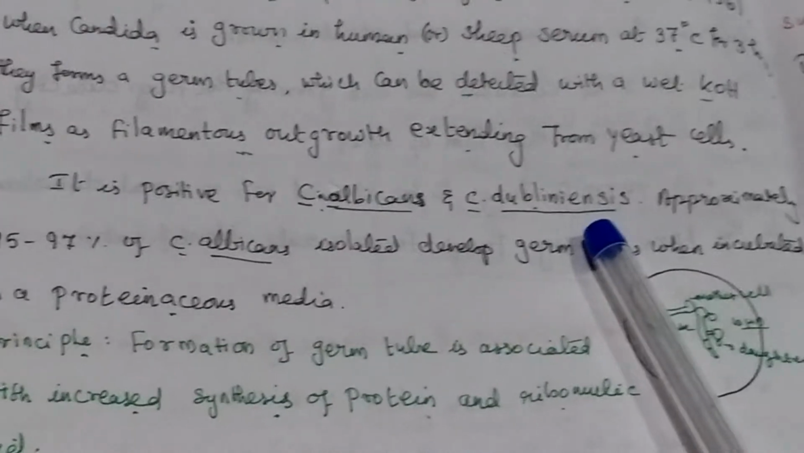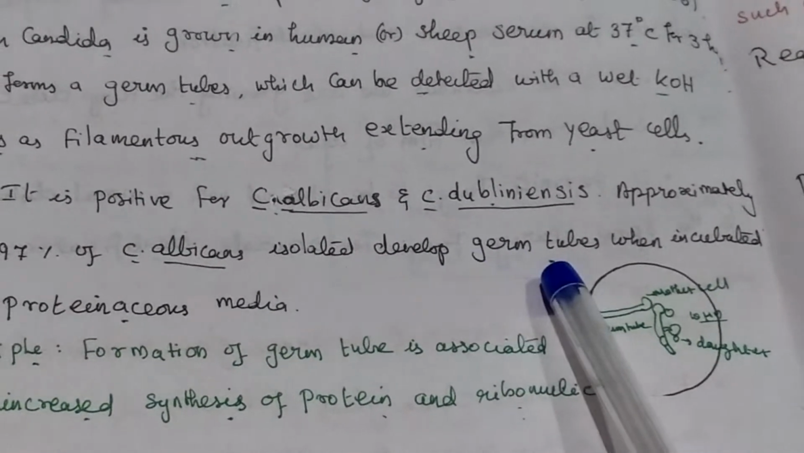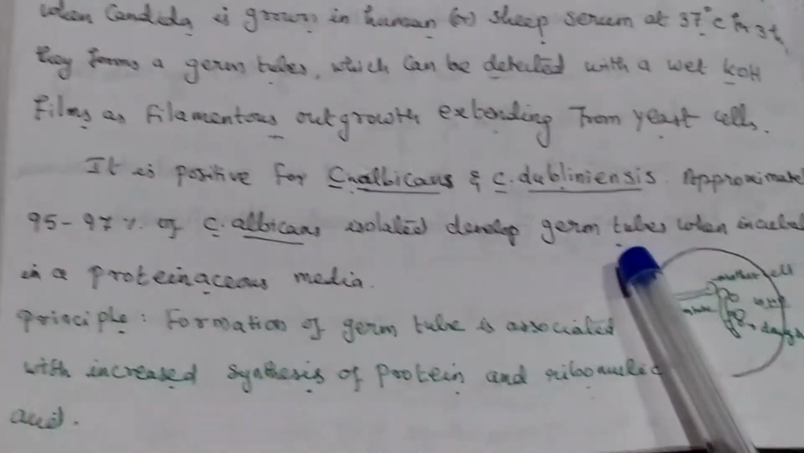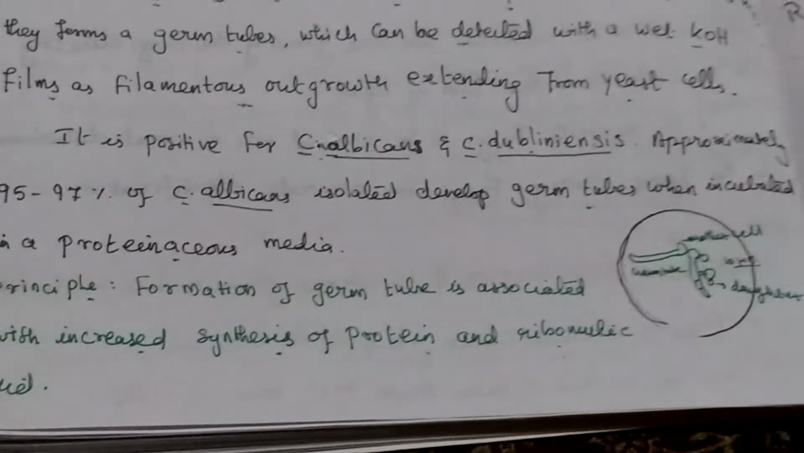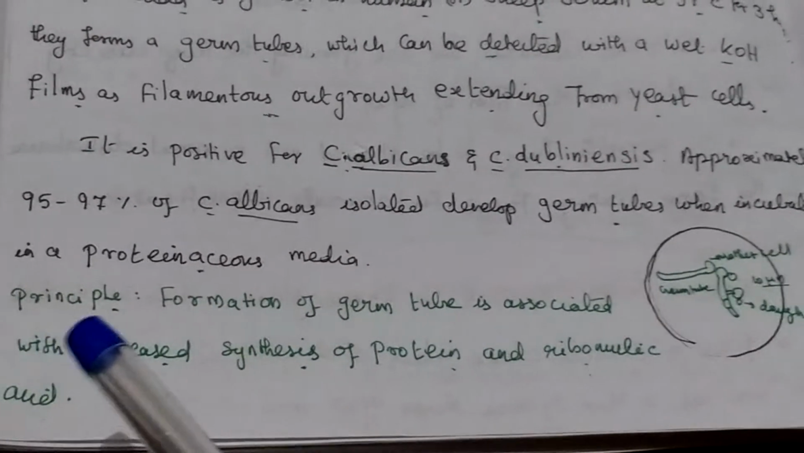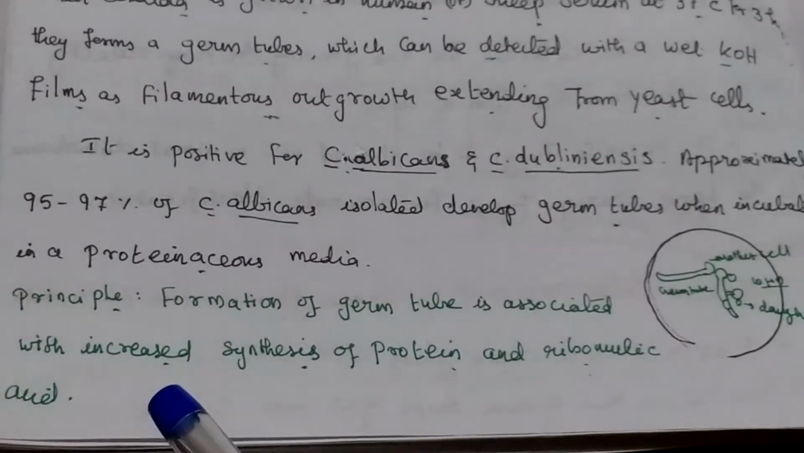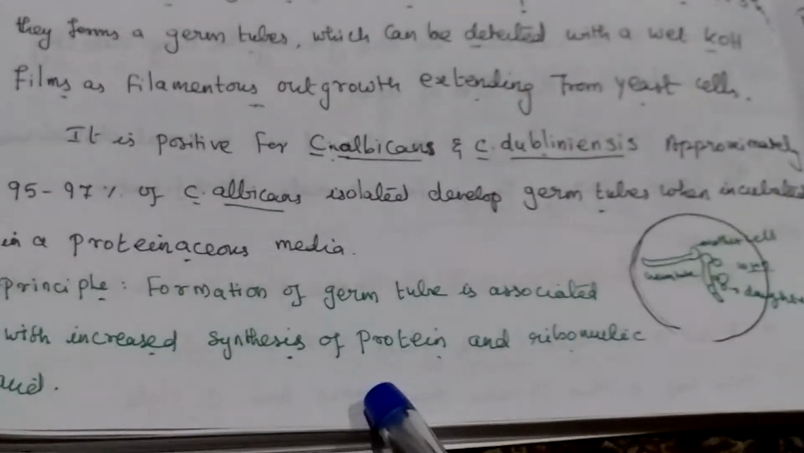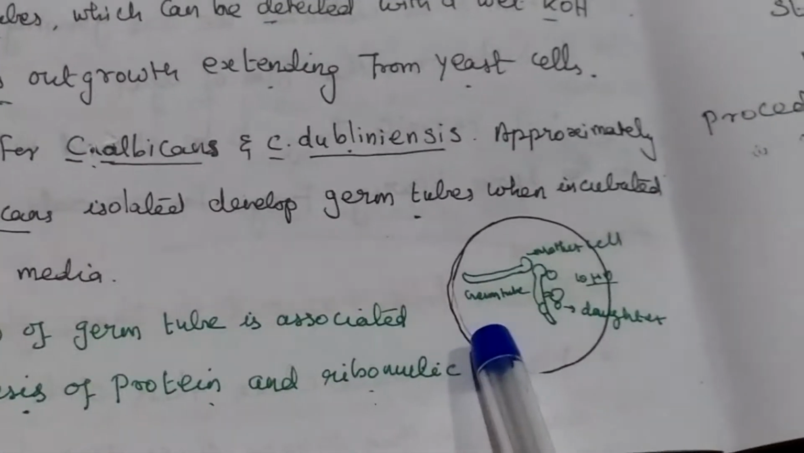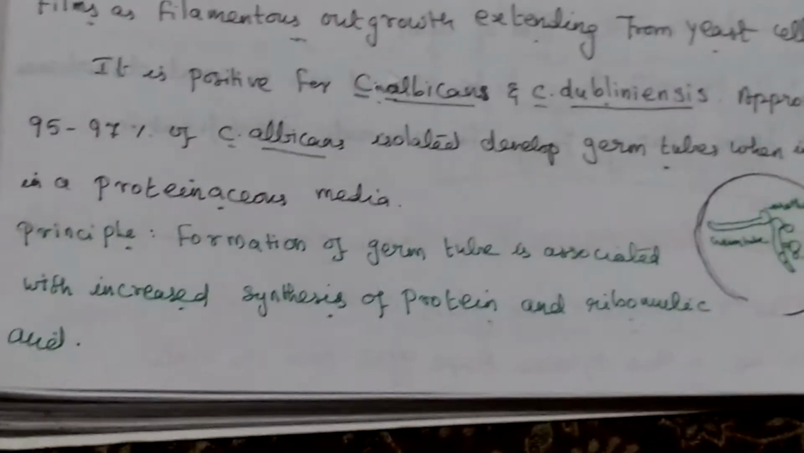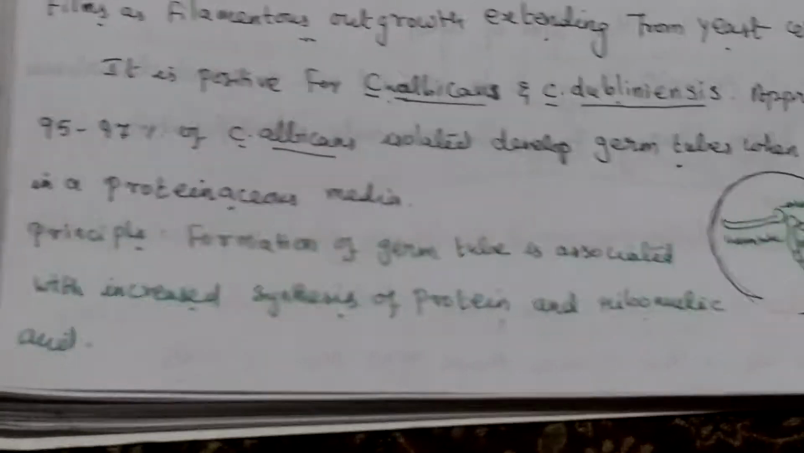95 to 97% of Candida albicans produce germ tubes when incubated in a proteinous medium. What medium? We are using a proteinous medium. Why do we use this germ tube medium? The principle is that it increases synthesis of protein and ribonucleic acid. This is the microscopic observation.